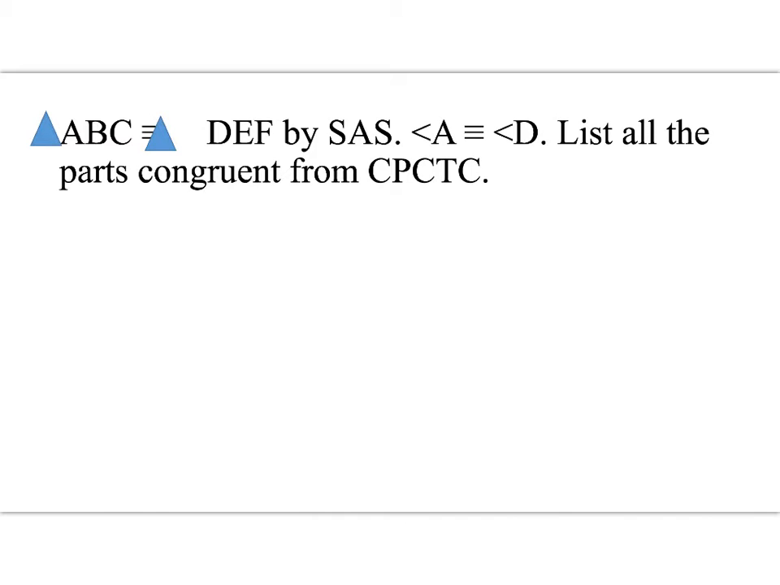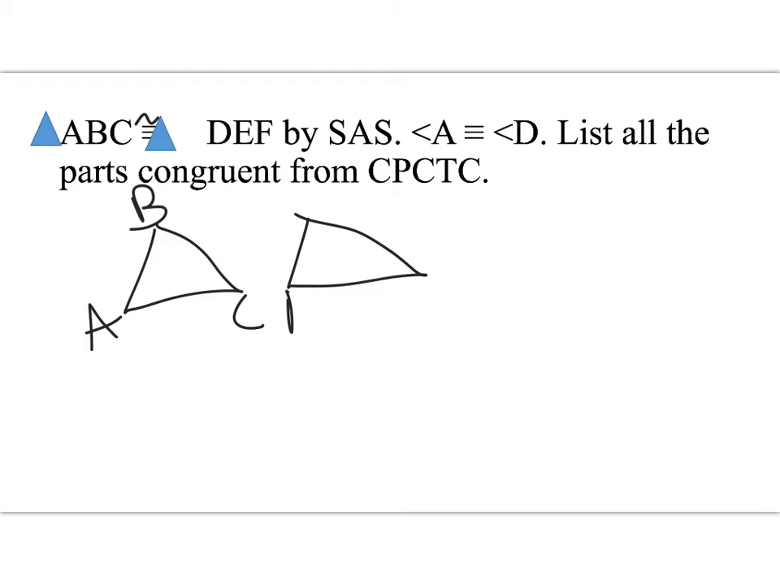So another example, triangle ABC and DEF are congruent. I don't know why these are kind of wandering. By SAS, and we know that angle A is congruent to angle D. So the first thing, when you guys are getting this, you really need to get in the habit of drawing triangles out.